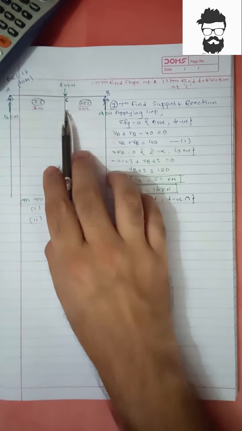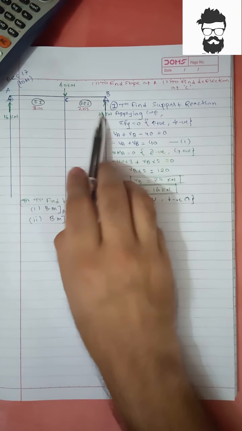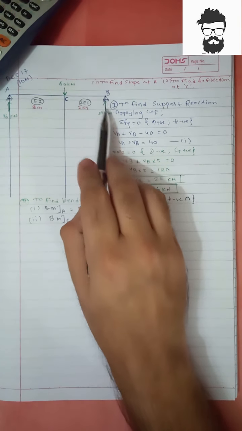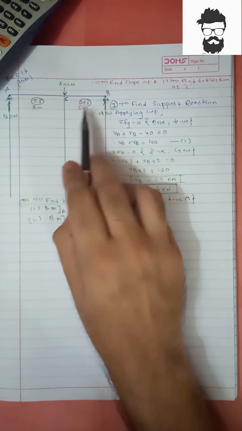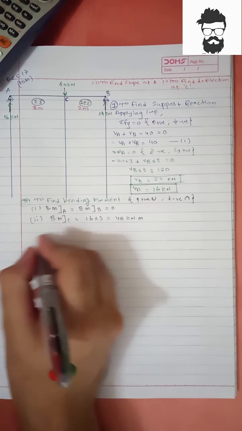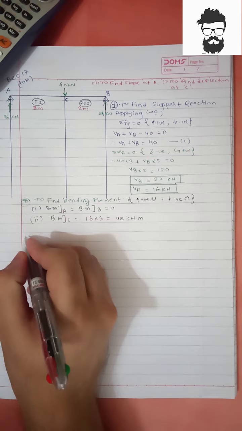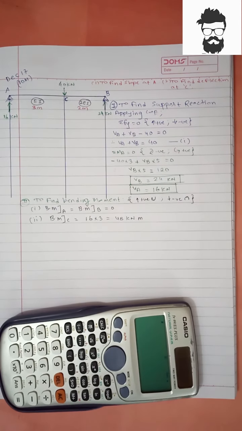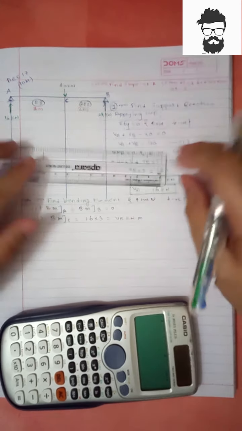If we take from the right hand side, let us see what we get. 24 into 2 gives 48, and the arrow is upward, so plus 48. We get the same answer. This is step number 2. Our step number 3 was to draw the BMD. So let us draw the BMD for this diagram.